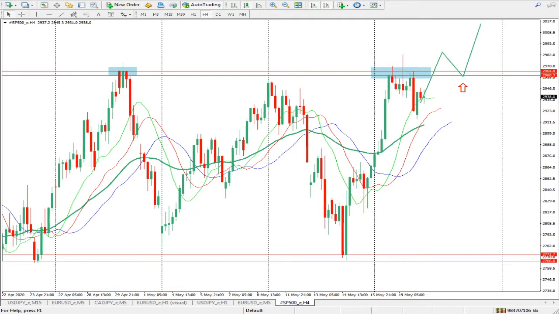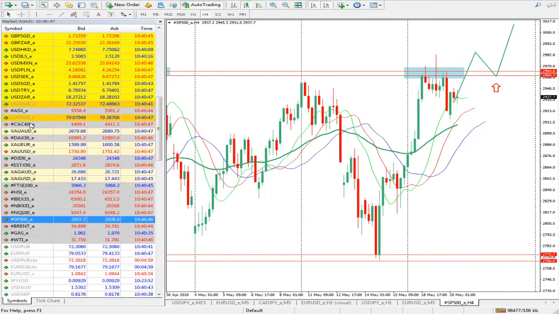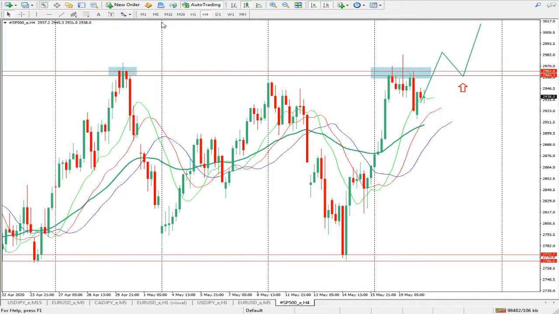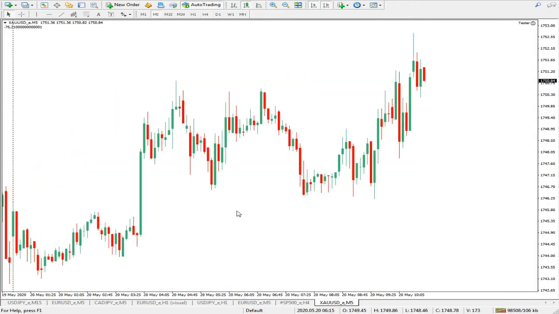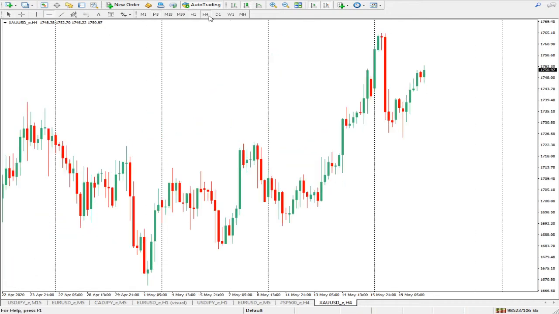So let's see our last symbol. We look at gold. We have gold here. So gold so far, yesterday the price pulled back to the upper side, but it's still around the same place we expect it to be at.